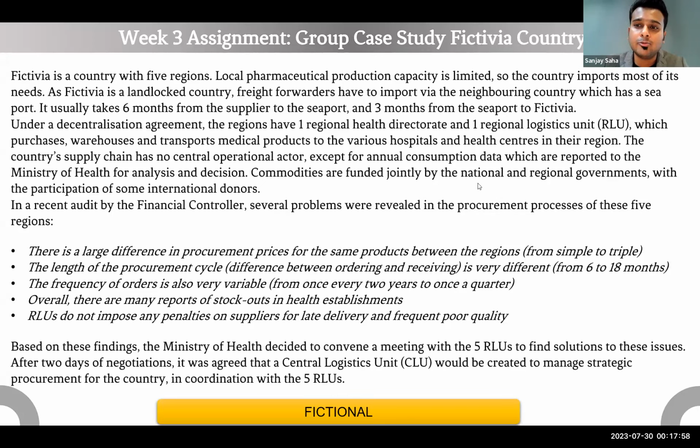So generally, whatever imports come into the country, it takes 6 months to the nearest seaport, which is in the neighboring country, and then 3 more months from that seaport to the Fictivia central warehouse. So in total, 9 months it takes for any import to come into the country.